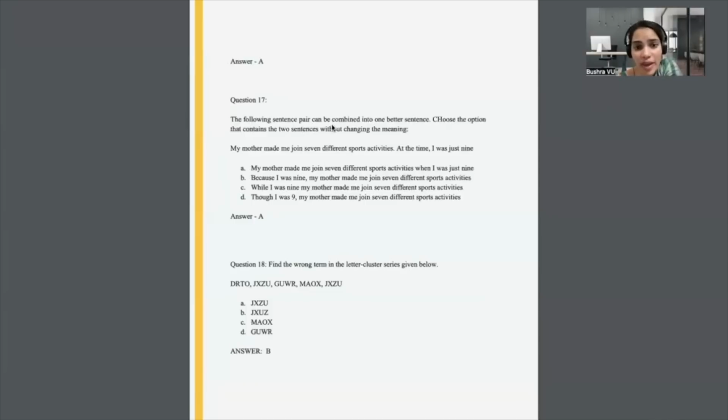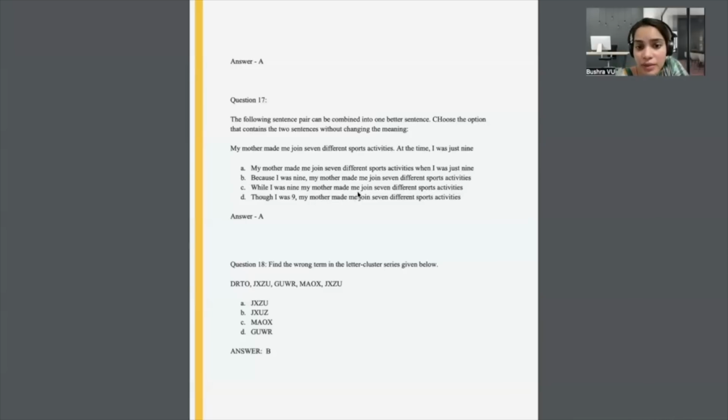The following sentence pair can be combined into a better sentence. Choose the option. Okay. My mother made me join 7 different sports activities at the time I was just 9. So you have to find the sentence which can be combined into a better sentence. My mother made me join 7 different sports when I was just 9. Yes, this is correct. Because I was 9, my mother made me join. No, this is wrong. This author is telling that the mother made him or her join 7 sports and he was or she was just 9, right?